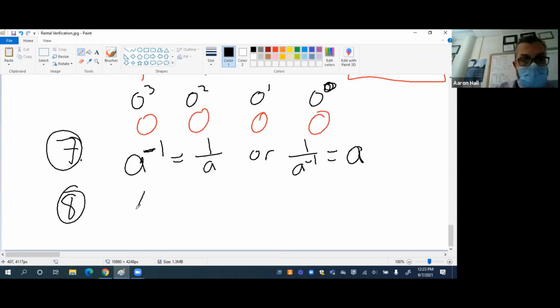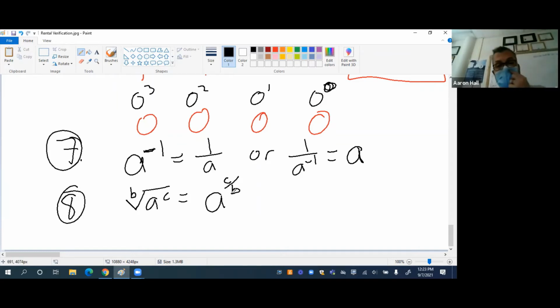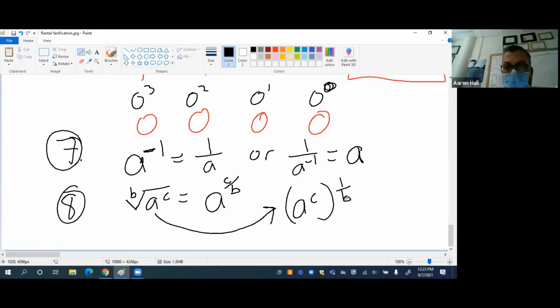Our last law is if I have the bth root of a to the power of c, that is a to the power of... Thomas? A to the power of c over b. Yep, that is our last law. The root is always the denominator of our fraction. In fact, I don't know if it would help to add this extra step: a to the power of c to the power of 1 over b. Our root is always the denominator.